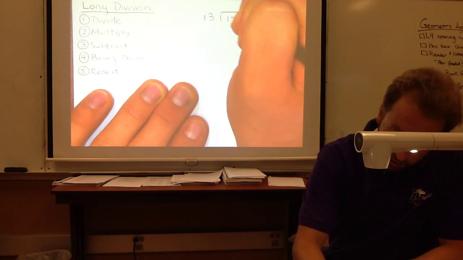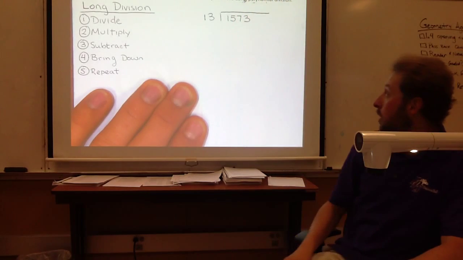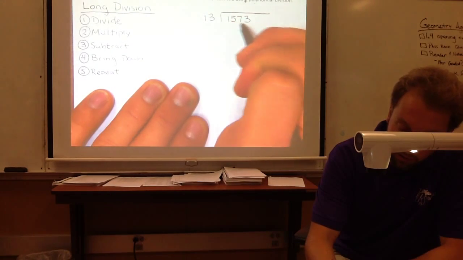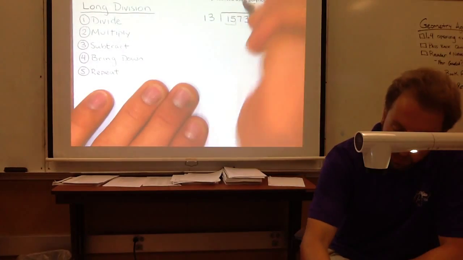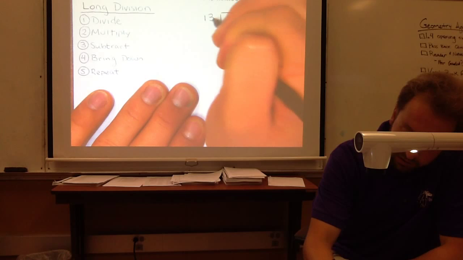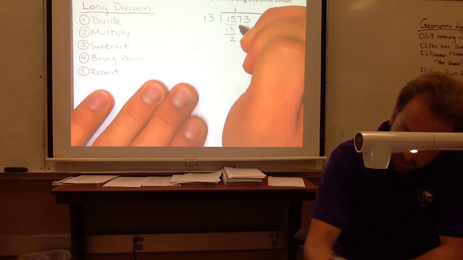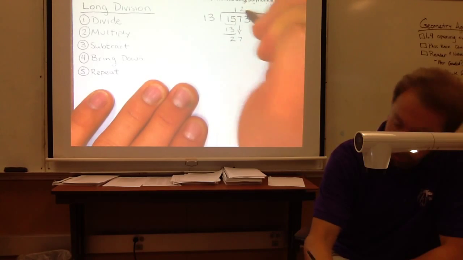1,573 divided by 13. And we don't divide the whole number, right? We break it into parts. So we divide the first part by 13 and we get 1. And then we multiply 13 times 1. And then we subtract. And then we bring down. And we repeat the process.